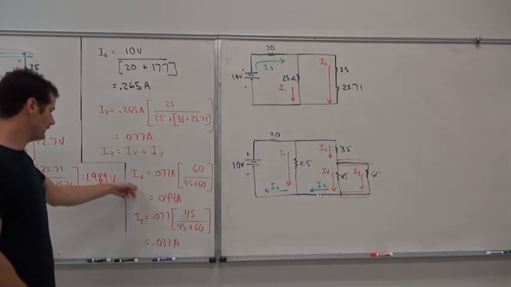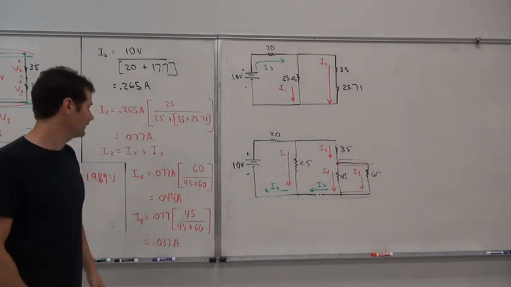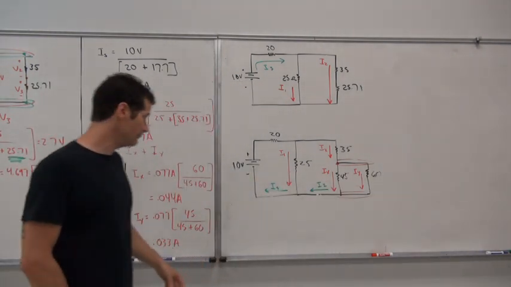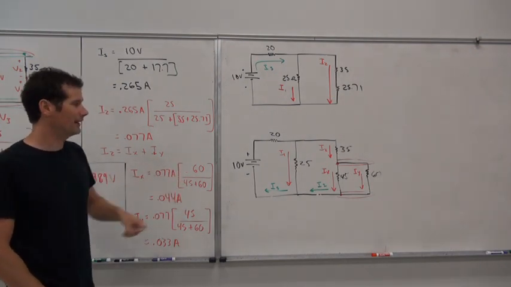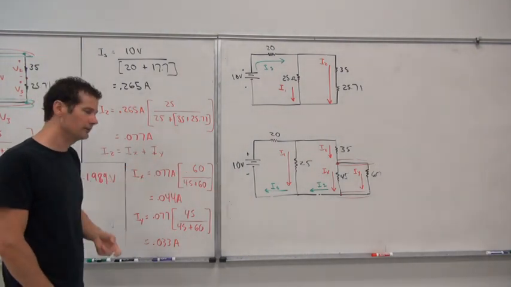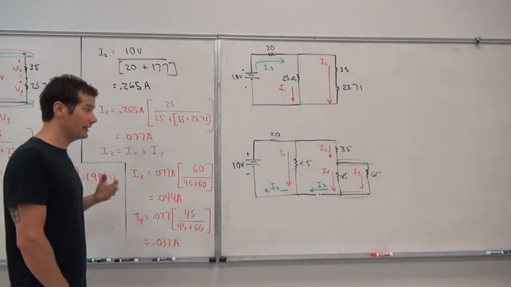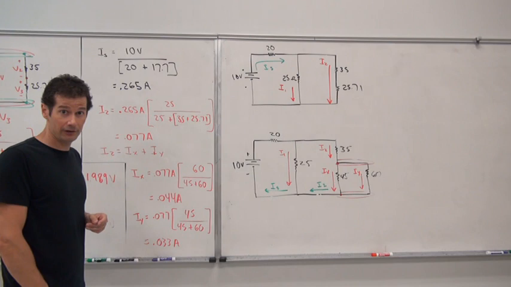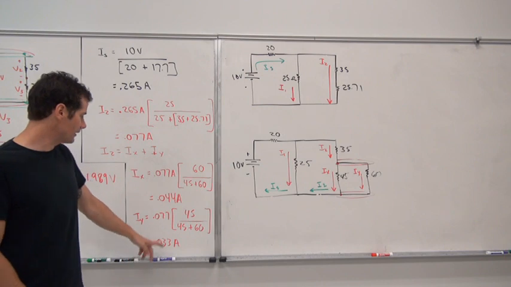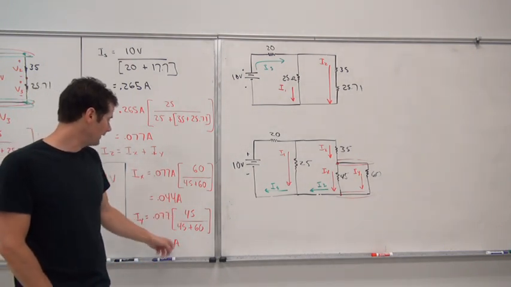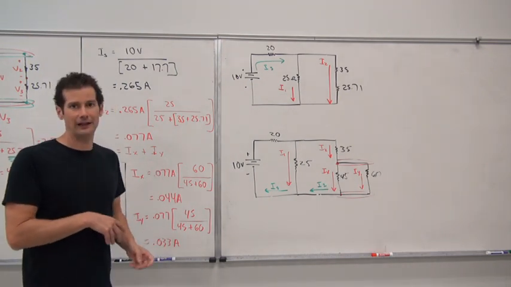And sure enough, if we just find IX and IY really quickly, all we have to do is take that 0.077 amps, and that will divide between 45 and 60. So 0.077 amps for IX is 60 over 45 plus 60, the opposite resistance in the numerator for current division. That gives us 0.044 amps. Should IY come out to be 0.033 amps? It should. Let's see if it works. IY is equal to 0.077. Opposite resistance goes in the numerator, again for current division: 45 over 45 plus 60, and sure enough, that comes out to be equal to 0.033 amps.